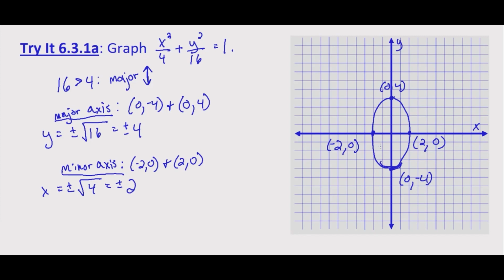So again, we found our major axis based on which denominator was bigger. We found our major axis vertices. We found our minor axis vertices. We plotted those vertices, and then we connected the dots to get our ellipse.